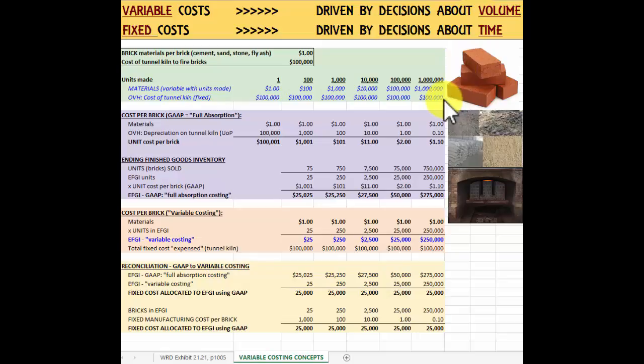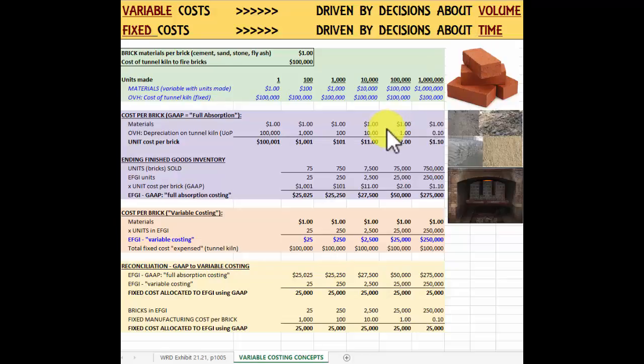The point that we are illustrating here is that although GAAP accounting may be good for inventory valuation and income determination, it is not so good for decision making because it combines fixed and variable costs together. Specifically, what causes problems is that full absorption costing unitizes fixed cost, and it pretends like fixed costs are driven by volume and not by what they truly are, by time.